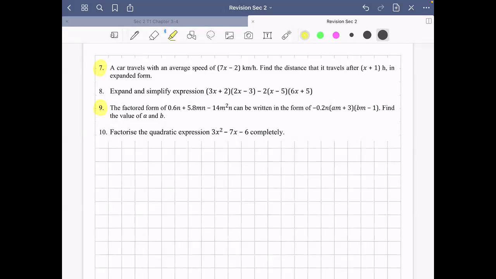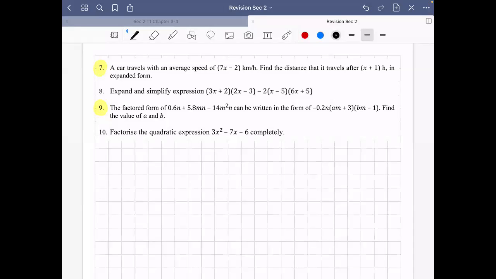Let's do number 7 and 9. Now for number 7, a car travels with an average speed of 7x minus 2 kilometers per hour. Find the distance that it travels after x plus 1 hours in expanded form.